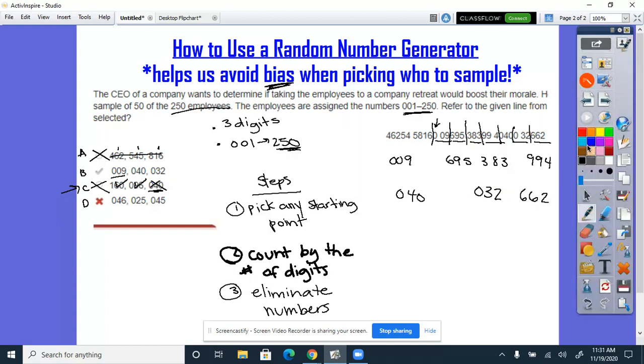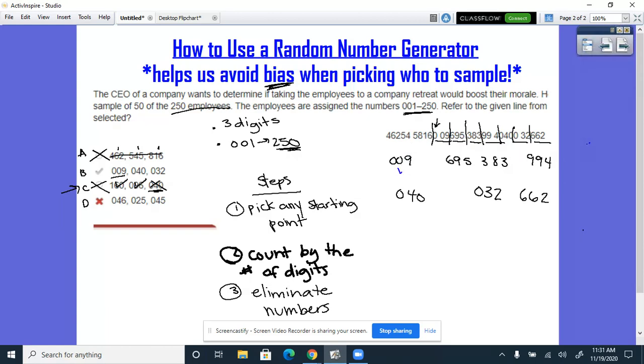So now let's go through and in blue mark what we got. So 009 works, love that. 695, we actually can't use that. Remember that rule, it has to be below 250. So we can't use 383, we can't use 994. We can use 040, there's that 040 popped up. And we can use 032. So all 3 of these are going to work. And if you really wanted to go through and check for answer choice D, you would see the same thing happens where your numbers don't match up.